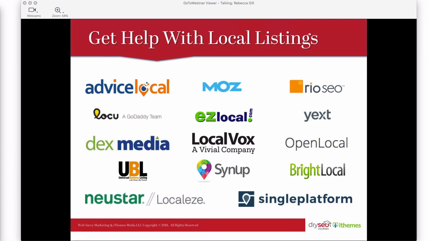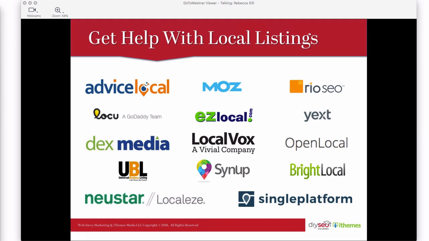Go to one of these businesses, look at their offering. There are different versions of it, right? You can have a business that just does local listings, that will just check them for you. You'll have a business that will set them up for you or fix them for you. You're going to have companies that do more than that, and it's part of a package.